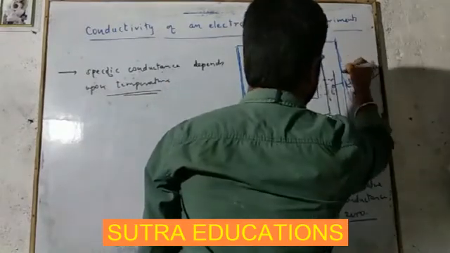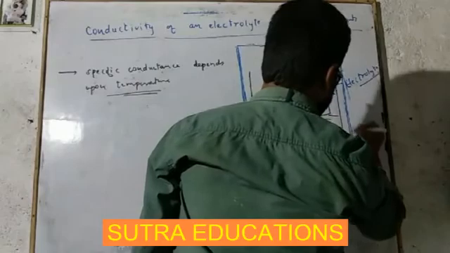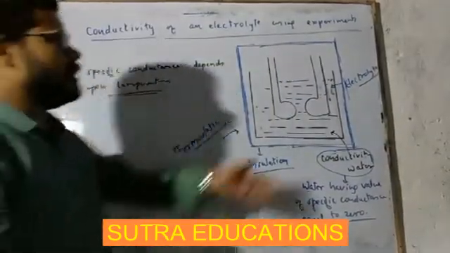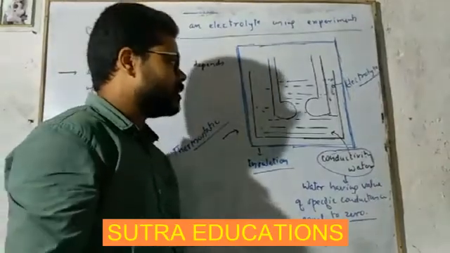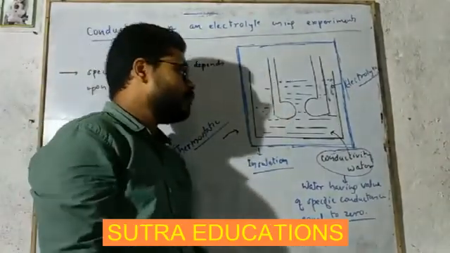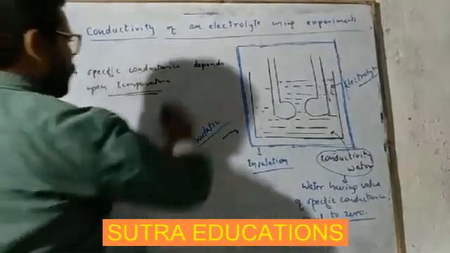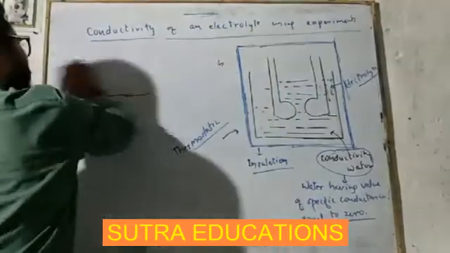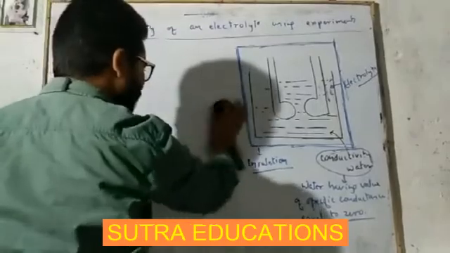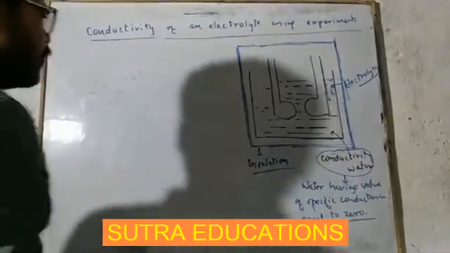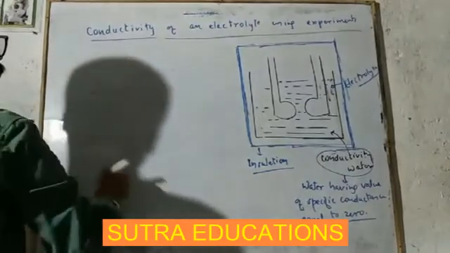Now what to do? Our target is to measure the conductivity of the electrolyte used in this conductivity cell. So we will use here some concept of physics, which you might have read, called the Wheatstone bridge in your physics. So what is this Wheatstone bridge?